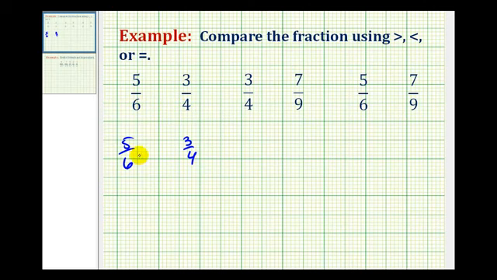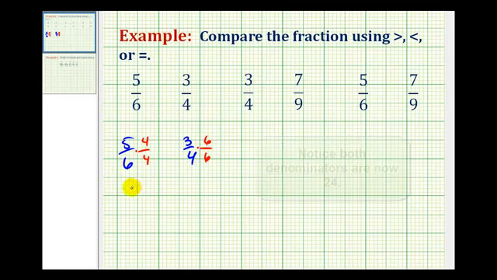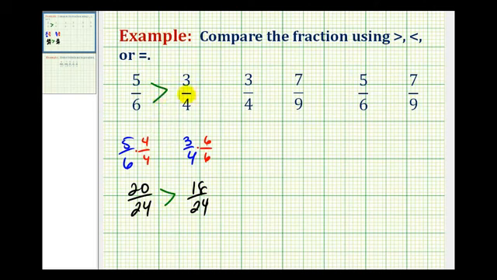So we'd multiply this first fraction by 4 over 4, and we multiply the second fraction by 6 over 6. So now we can see that 5/6 is equal to 20 24ths, and 3/4 is equal to 18 24ths. And now that we recognize that 20 24ths is larger or greater than 18 24ths, therefore 5/6 is greater than 3/4.